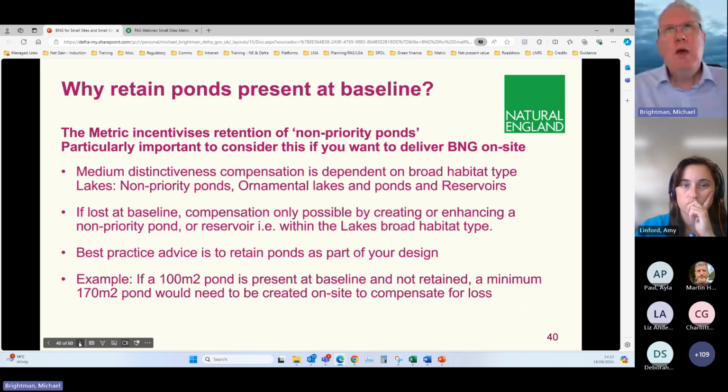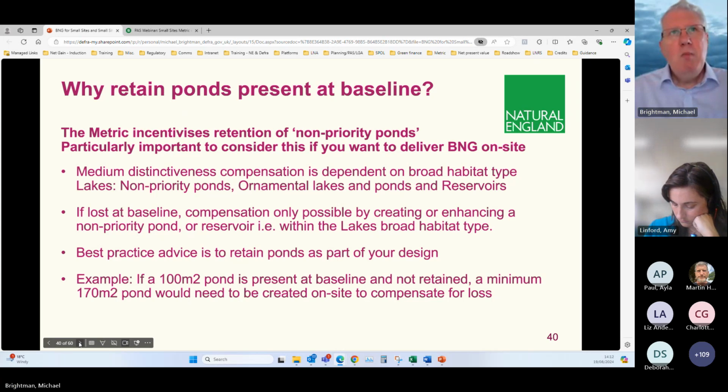So let's talk now about wet habitats and retention of ponds. And again, non-priority ponds, which are medium distinctiveness, are included in the small sites metric, and there's an incentive to retain. Medium distinctiveness compensation, remember, is the same broad habitat type. So non-priority ponds are in the broad habitat type of lakes.